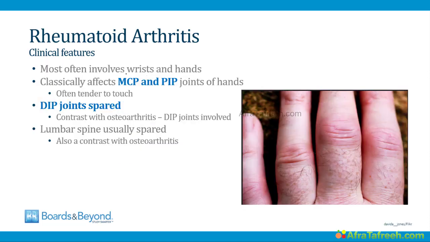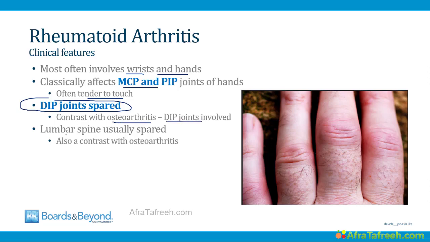Rheumatoid arthritis most often involves the wrist or the hands, and classically in the hands it affects the MCP and PIP joints. These joints are often tender to the touch in patients with rheumatoid arthritis. Importantly though, as I mentioned earlier, the DIP joints, the distal joints of the hand, are usually spared in rheumatoid arthritis, and that's in contrast to osteoarthritis where the DIP joints are usually involved.